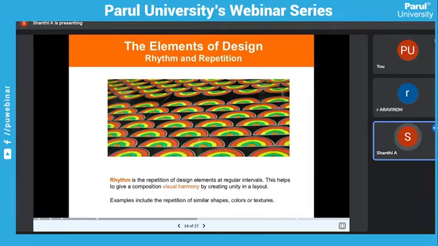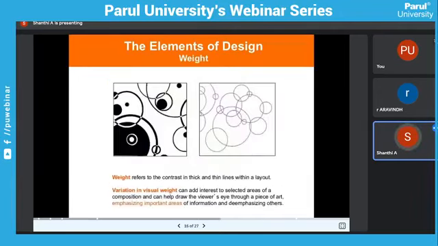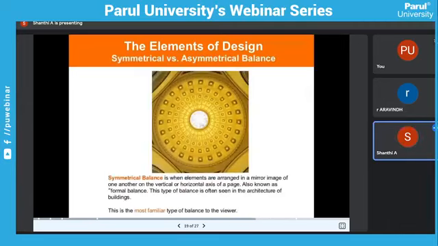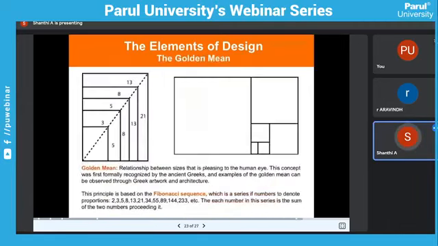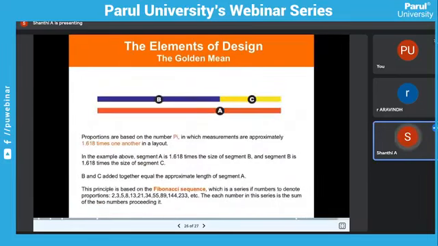This is a rhythm followed, which gives you a visual harmony. Weightage is nothing but adding light, dark, thickness, thinness, all that we call weightage. Balance we have seen already. These are things which I've seen already.